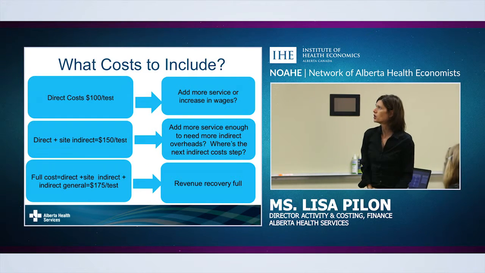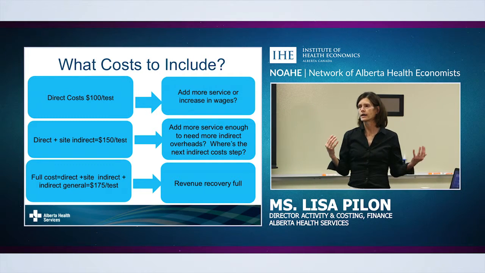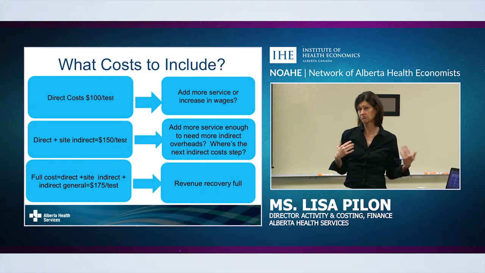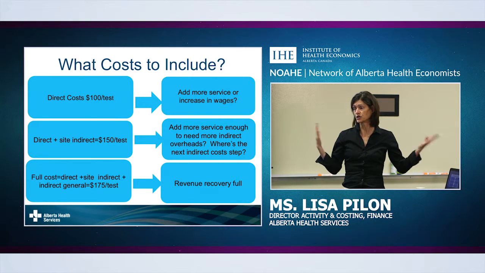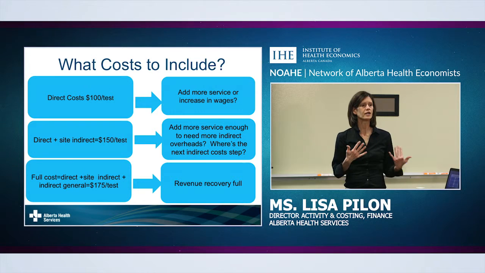So we get this question a lot. What costs should you include? So we've given you direct costs, indirect site, indirect Alberta, interpretation fees, so very specific. You've got all these different costs and all these layers of costs. So which ones should you be using when you do your work?